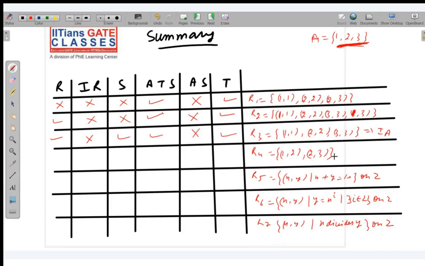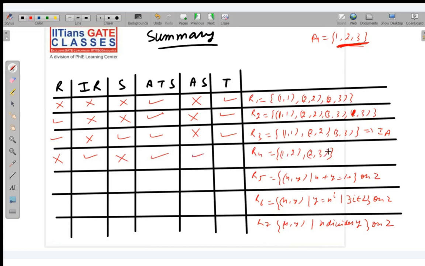Next, 1 2, 2 3 is R4. Reflexive? No, because all self loops should be there, but there is no self loop. Irreflexive? Yes. What about symmetric? 1 2 is there. Where is 2 1? No, so it is not symmetric. Antisymmetric: 1 2 is there, 2 1 should not be there. Okay, yes. 2 3 is there, 3 2 should not be there. Okay, yes. So it is antisymmetric. Irreflexive and antisymmetric both hold, so it is asymmetric.